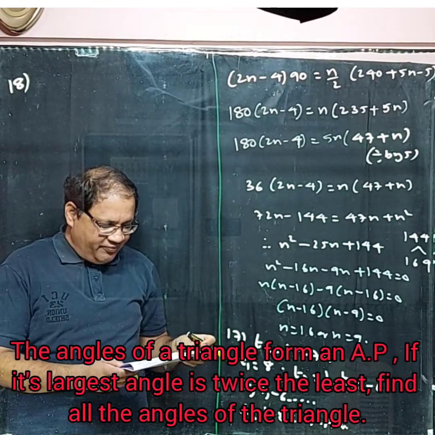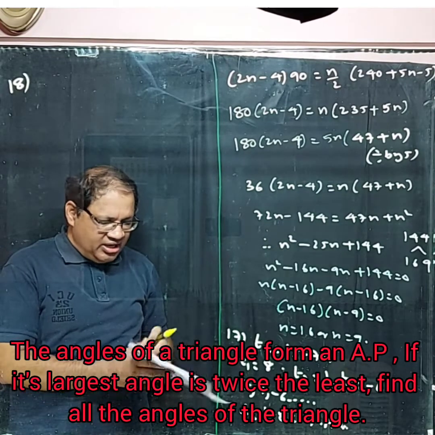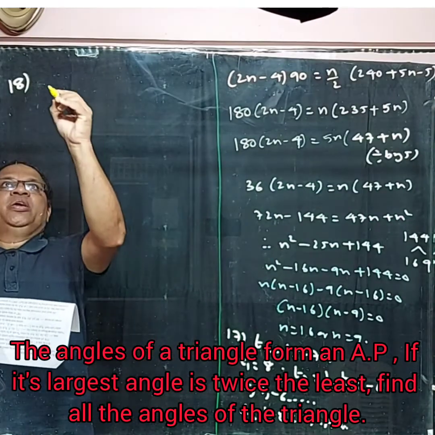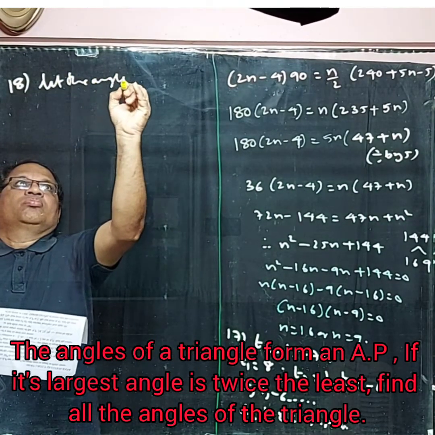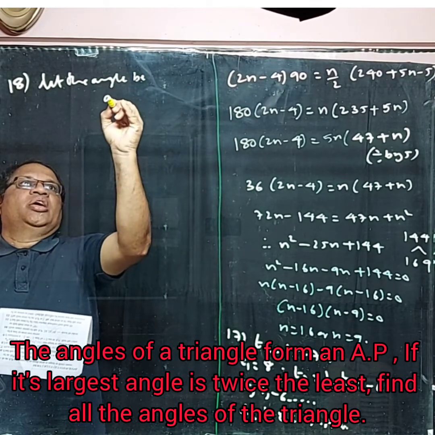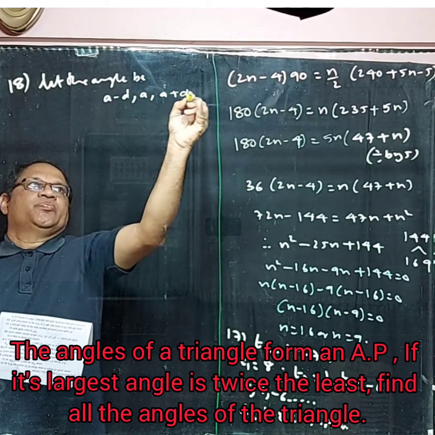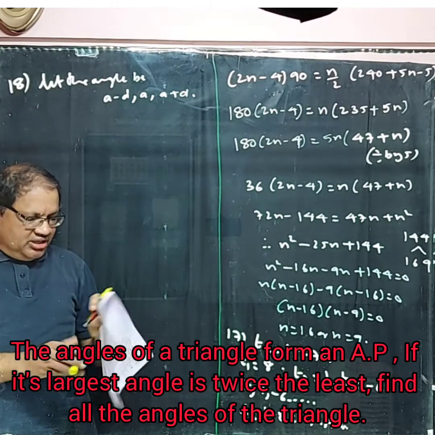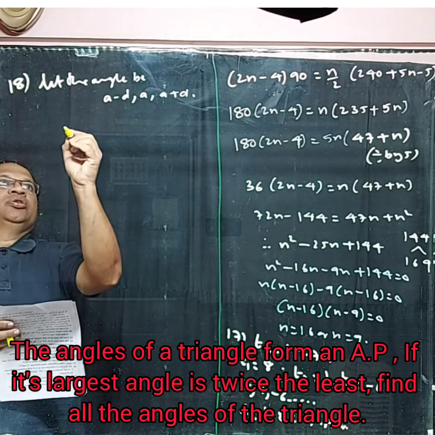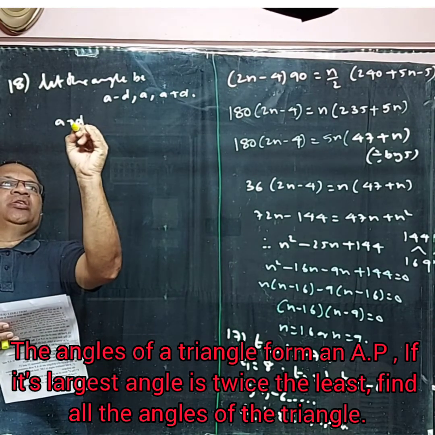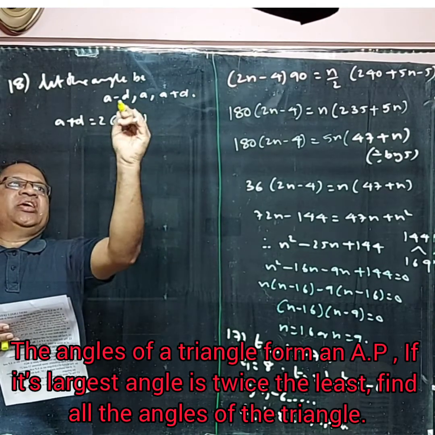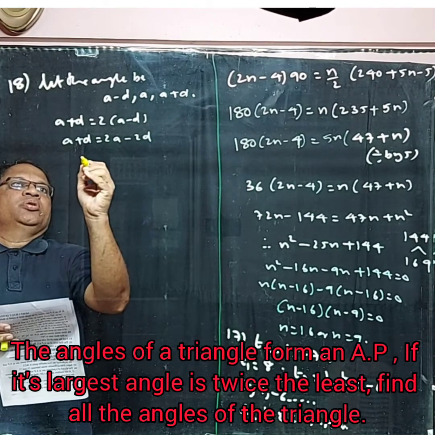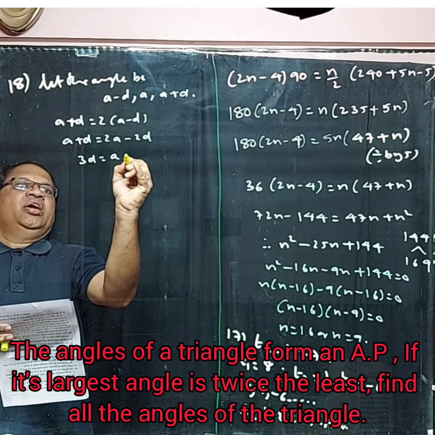The angles of a triangle form AP. If the largest angle is twice the least, find the angles of a triangle. So let the angles of a triangle be A minus D, A and A plus D. Now if the largest is twice the least, so largest is A plus D, is twice the least. Least is A minus D. So A plus D is equal to 2A minus 2D. So 3D is equal to A.